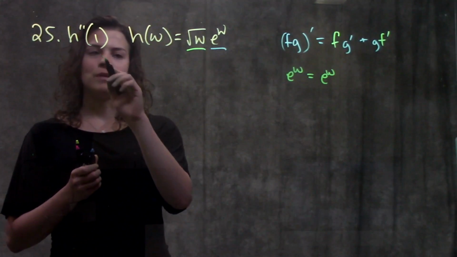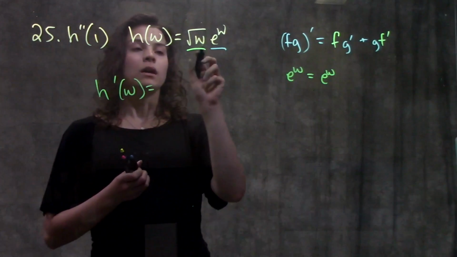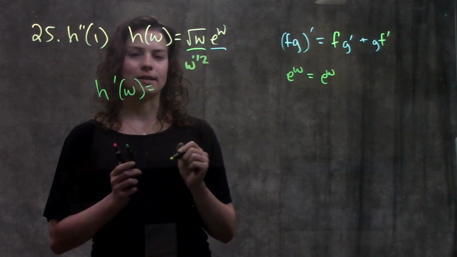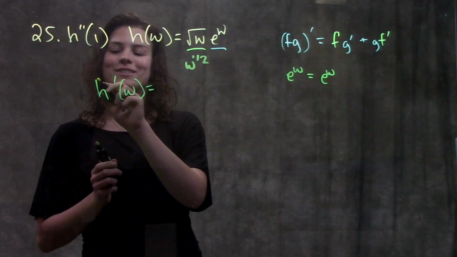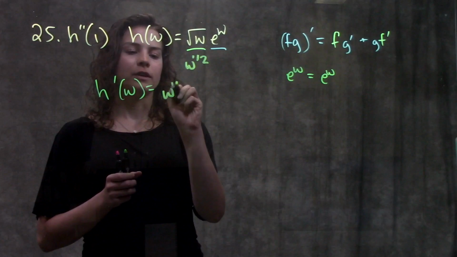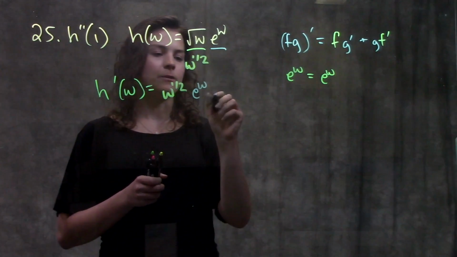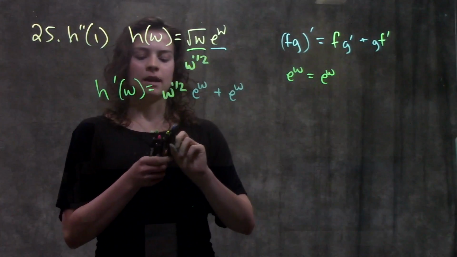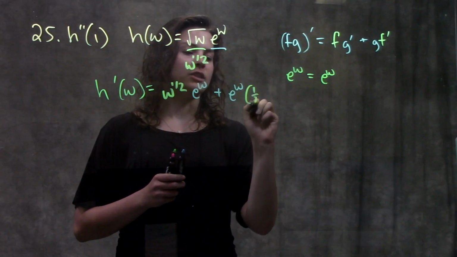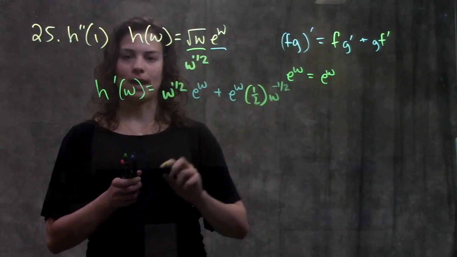So it's asking for the second derivative, so I'm going to find the first derivative. h of w is equal to, I'm going to rewrite this rad w as w to the 1/2, so it's easier to see how to take the derivative of that function. Okay, so my first derivative of h of w, using my product rule, I have my first times the derivative of the second. Remember, my second is just e to the w, plus my second times the derivative of the first. The derivative of w to the 1/2 is just bring the 1/2 down, subtract 1 from the exponent, I get 1/2 w to the negative 1/2.